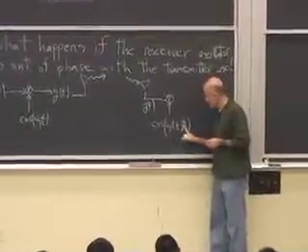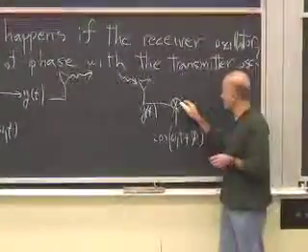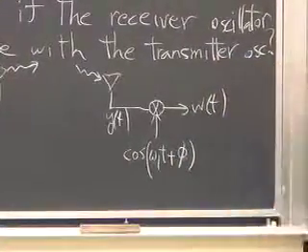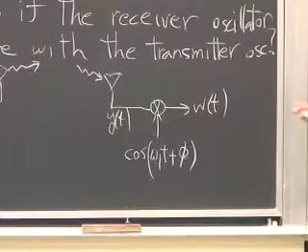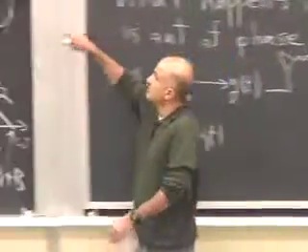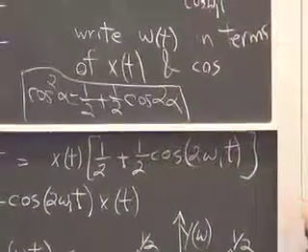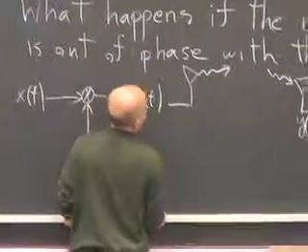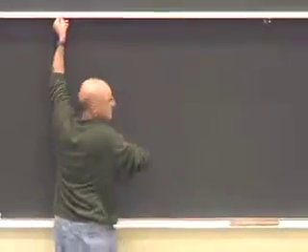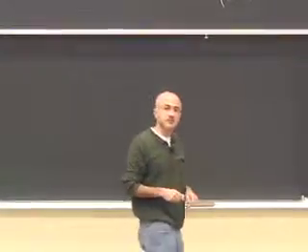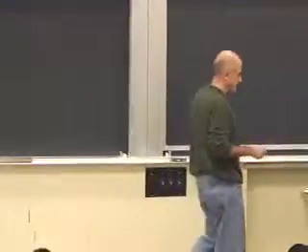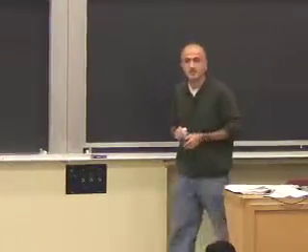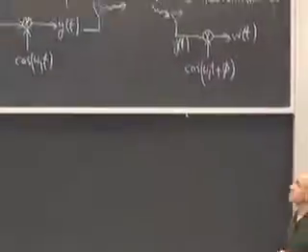So what happens when this has a phase shift? Figure that out. Write down the expressions you wrote down using this identity and tell me what you get. And tell me how this phi can ruin the party, can make it impossible for you to recover x of t with the scheme that we proposed last time. So talk to your neighbors.